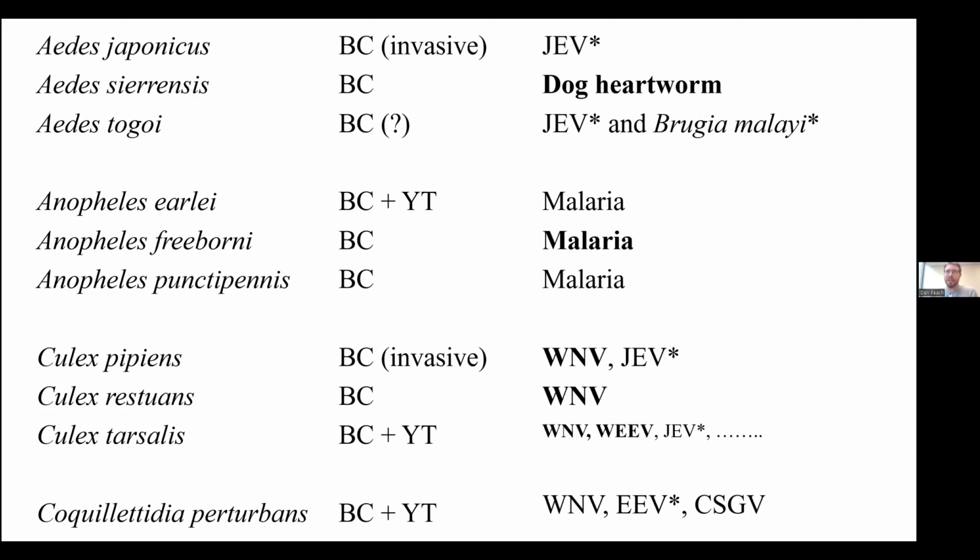We have Anopheles punctipennis, which is also a competent malaria vector. Our main Culex species, Culex pipiens, Culex restuans, and Culex tarsalis. It's a bit misleading to call Culex restuans a main Culex species.